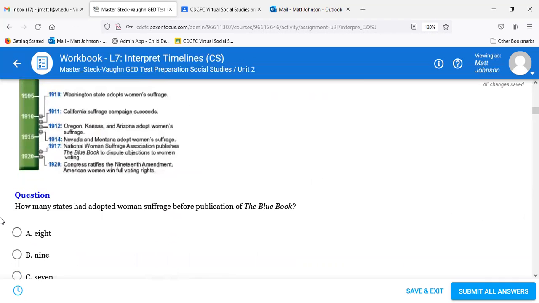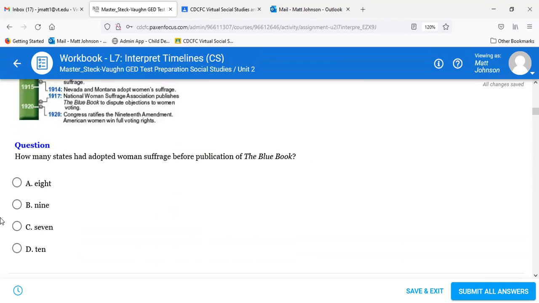And let's see, Tracy, would you like to read number 2 for us? Yes. Number 2. How many states had adopted women's suffrage before publication of the Blue Book? B, 9. Yep, 9. Oh, sorry, I jumped ahead there. Yeah, B, 9, that's the correct answer.